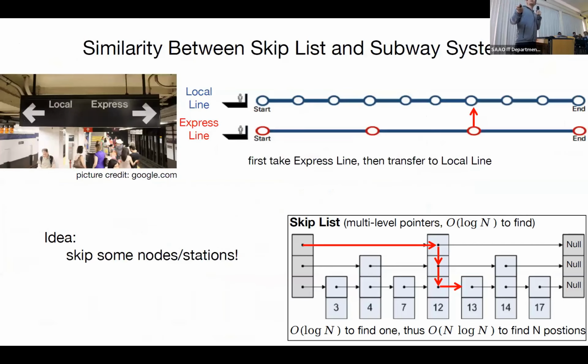And to better understand the magic of the skip list, there is a great similarity between the skip list and the subway system. For example, a subway system may contain a local line which stops at every station, and also an express line that stops only at some stations. So if you want to go to a faraway place like this station, it's better for you to first take the express line, and at some place you transfer to the local line and finally get to your destination. So the idea behind the skip list and the subway system is basically the same. It's just to skip some nodes or skip some stations.